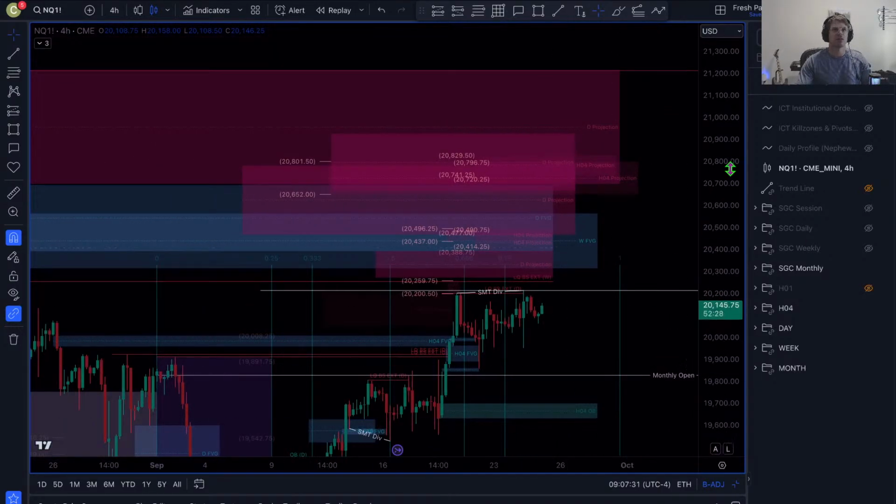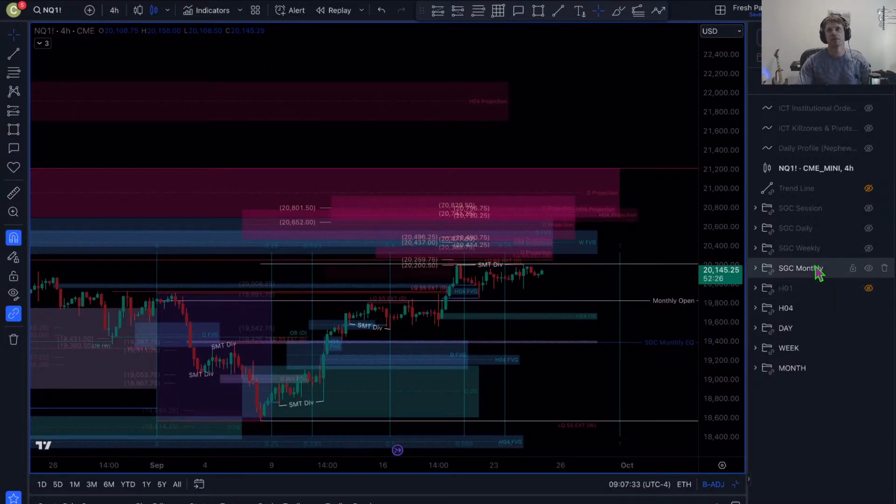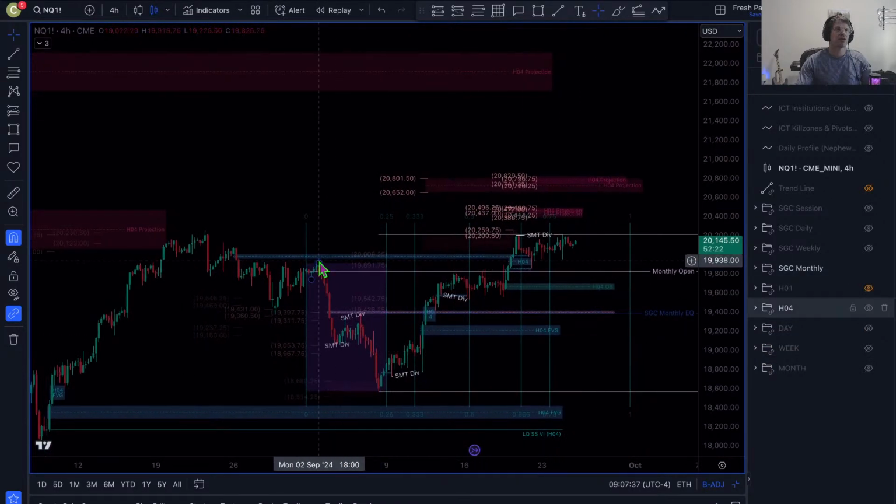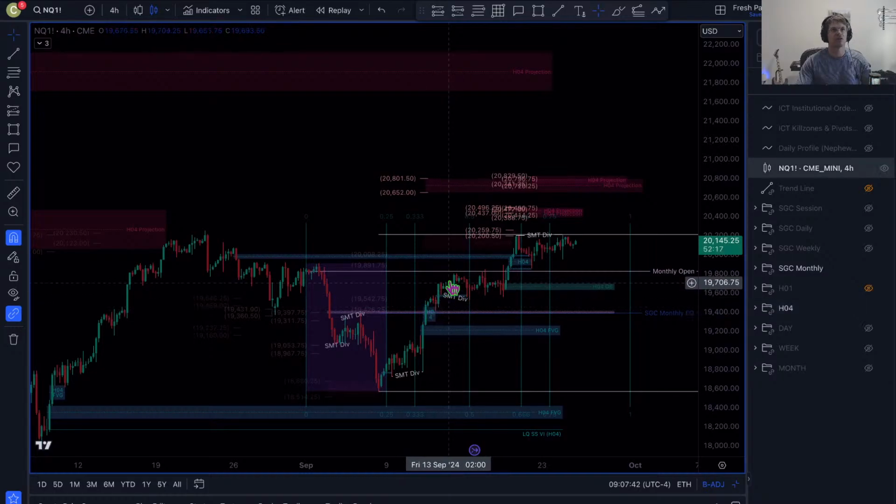Now, if we look at our Gann assessment for the month, and let's just get rid of all of this. What's happened this month? We created a range. We grabbed internal liquidity, push, internal liquidity, push, internal liquidity, push, internal liquidity, push, internal liquidity.